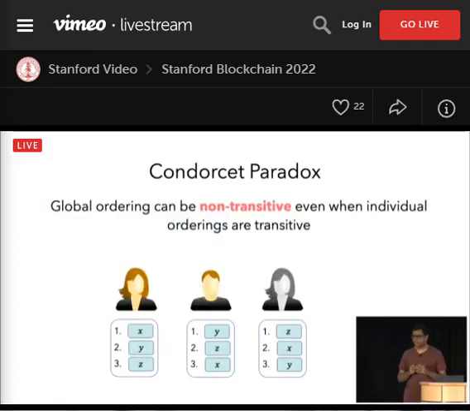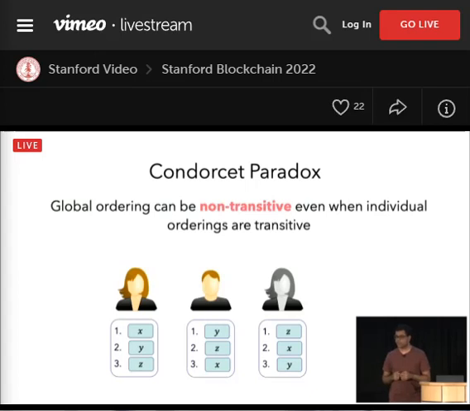So this is quite a natural definition, but it turns out that there's an impossibility result that we came up with, which takes inspiration from Condorcet paradox in social choice theory. So the Condorcet paradox says that the global ordering can be non-transitive even when your individual orderings are transitive.